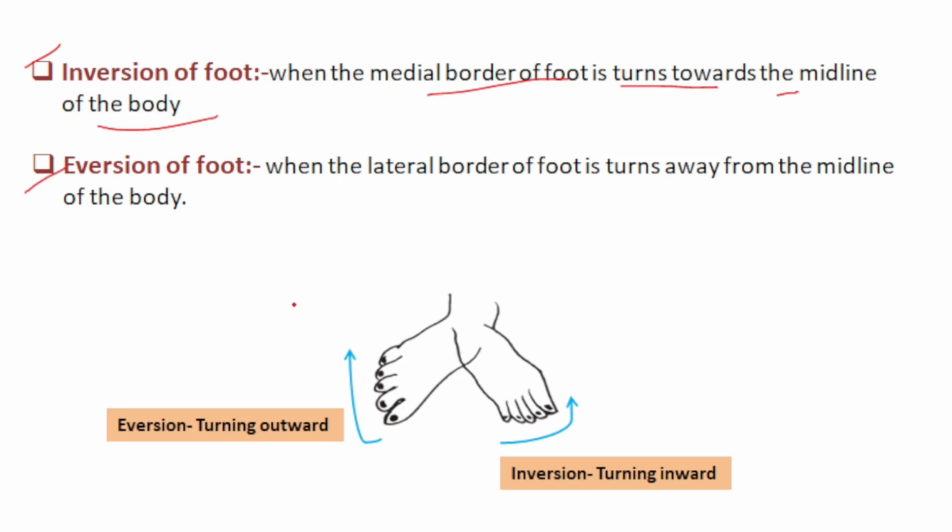You see in this picture that the inversion of the foot occurs when the foot is turning inward, or closer to the midline of the body. Then eversion of the foot. Eversion of the foot occurs when the lateral border of the foot turns away from the midline of the body. You see in this picture that the eversion of the foot occurs when our foot is turning outward, so our foot is away from the midline of the body. That's why it is called the eversion of the foot.